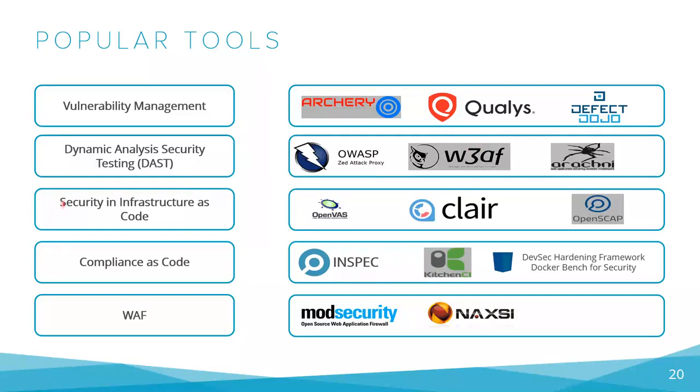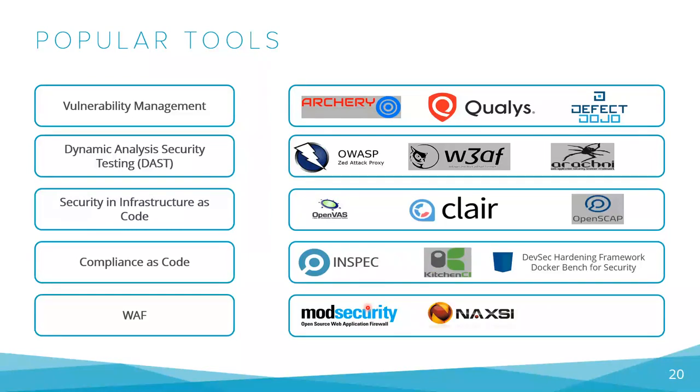Then we have some security in infrastructure as code, where we can use OpenVAS, Clair, or OpenSCAP. Then we have some compliance as code tools, InSpec by Chef, and Kitchen CI, and a few WAF tools like ModSecurity.